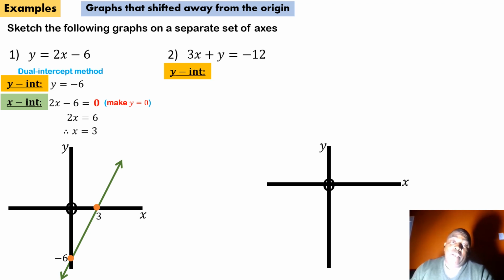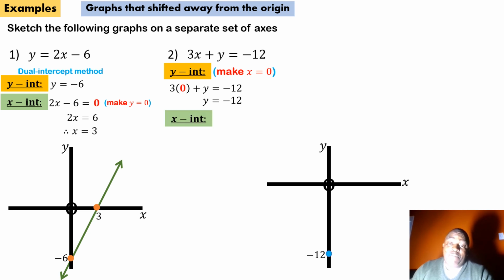So here we would make x 0 if we wanted to, and that's exactly what we do. We make x 0, and that gives us 3 times 0, which then leaves us with 0 plus y, which is just y is equal to -12. So in this case, our y-intercept is at -12. And then for the x-intercept, we have to make y 0 this time. And when we make y 0, we end up with 3x plus 0 is equal to -12. And then we solve that easy equation where x is equal to -4.